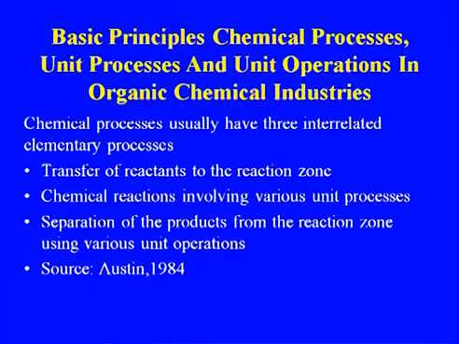A basic principle of the chemical process industry. Chemical processes usually have 3 interrelated elementary processes: transfer of the reactant to the reaction zone, chemical reaction involving various unit processes, and then the separation of the products from the reaction zone using various unit operations.